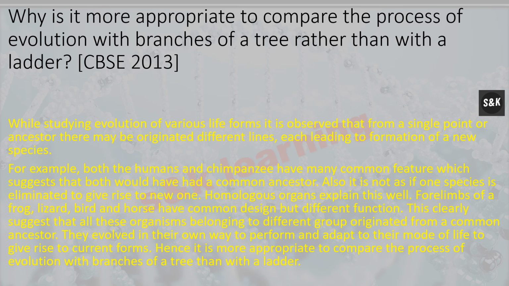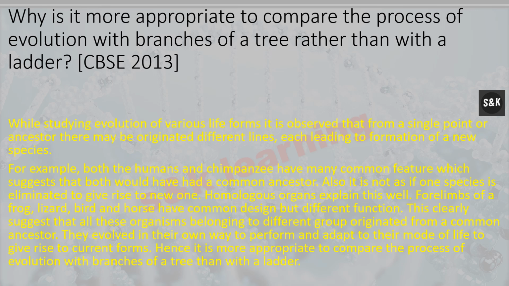Why is it more appropriate to compare the process of evolution with a branch of a tree rather than with a ladder? While studying evolution of variation in life, it is observed that from a single point or ancestor there may originate different lines, each leading to formation of a new species. For example, both human and chimpanzee have many common features which suggest that both would have a common ancestor. Also, it is not as if one species is eliminated to give rise to a new one.